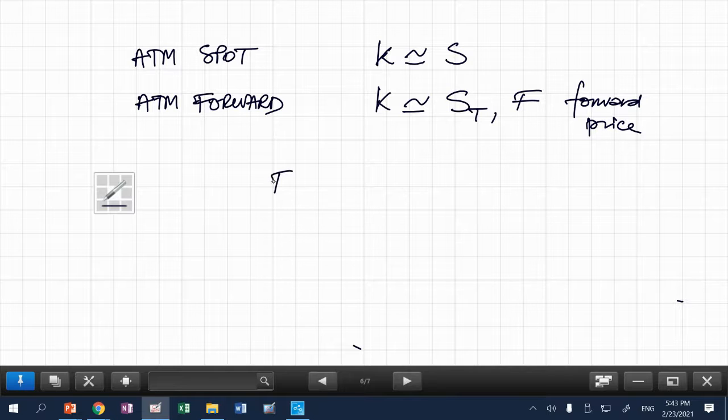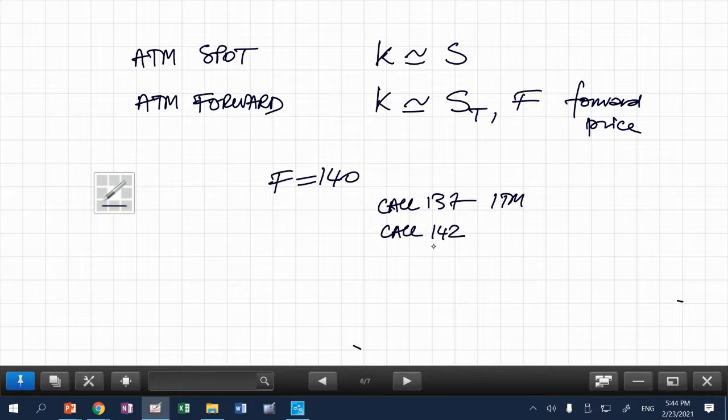So imagine I tell you the future trades 140. Imagine you have the call 137. Is it in the money or out? The point is, is 137 a good price to buy when the market trades 140? Yes. Okay, so this is in the money. If instead you had a call option strike 142, 142 would not be a good price to buy, so the option would be out, okay?